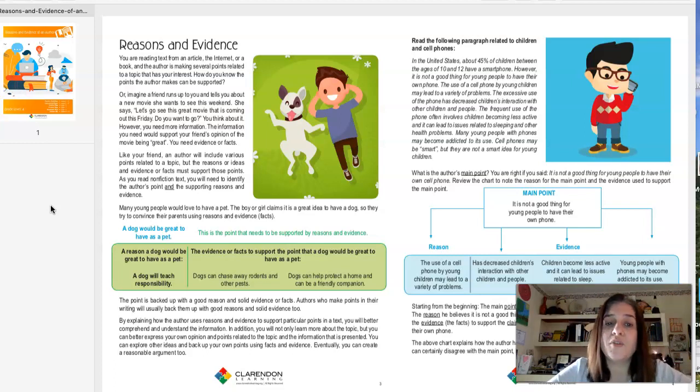Like your friend, an author will include various points related to a topic, but the reasons or ideas and evidence or facts must support those points. As you read nonfiction text, you will need to identify the author's point and the supporting reasons and evidence.